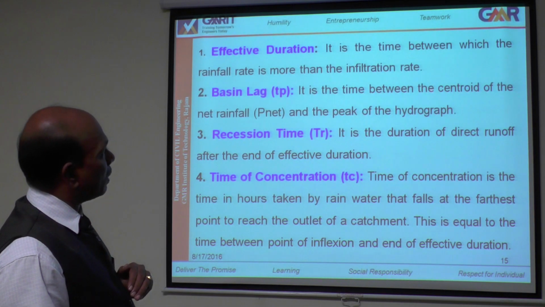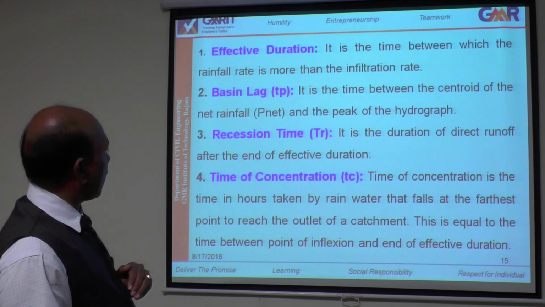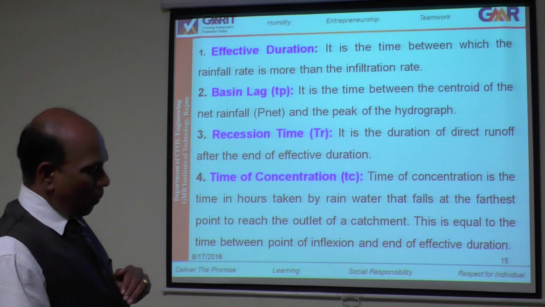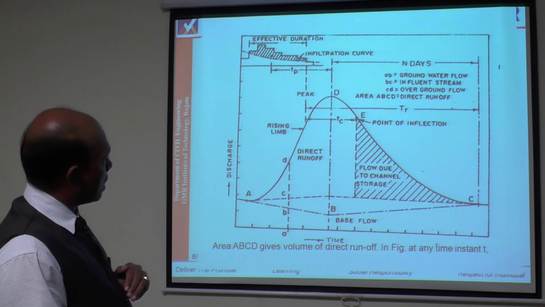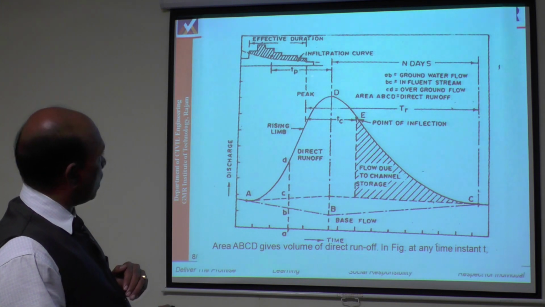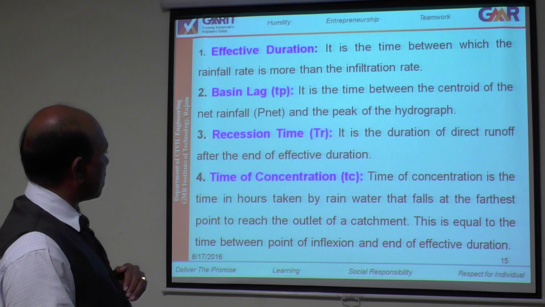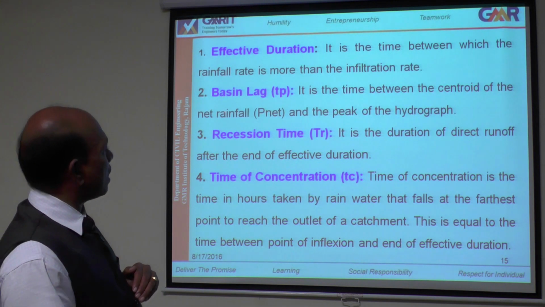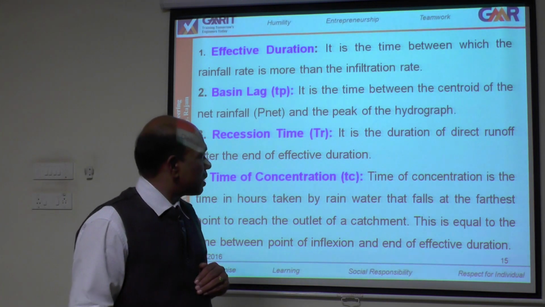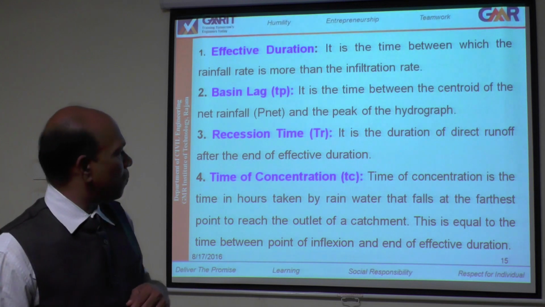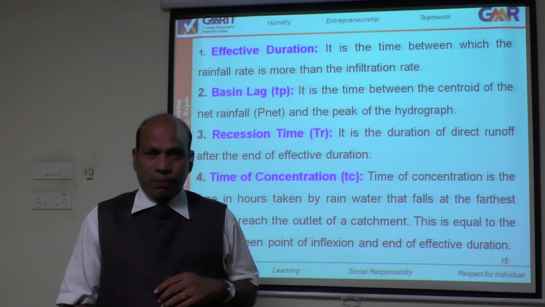It is the time between the centroid of the net rainfall and the peak of the hydrograph. You know, this is the peak of the hydrograph, and this is the centroid of the net rainfall. The duration between these two is the basin lag. And recession time is also a very important definition. Recession time means the duration of the direct runoff after the end of the effective rainfall.